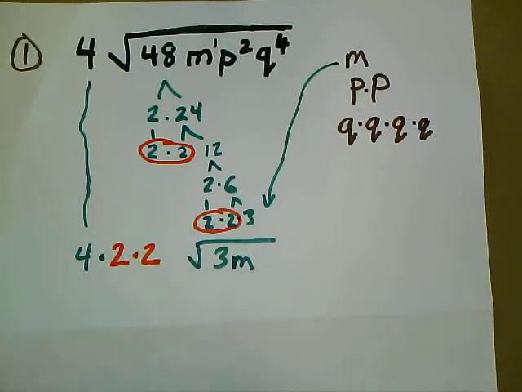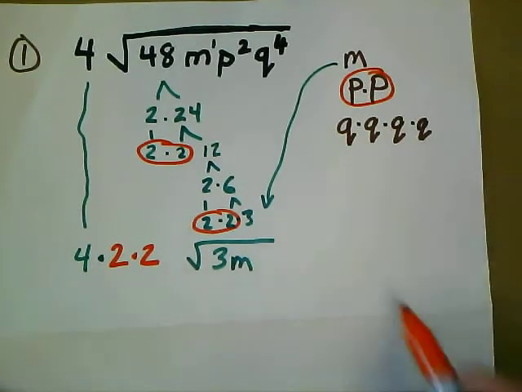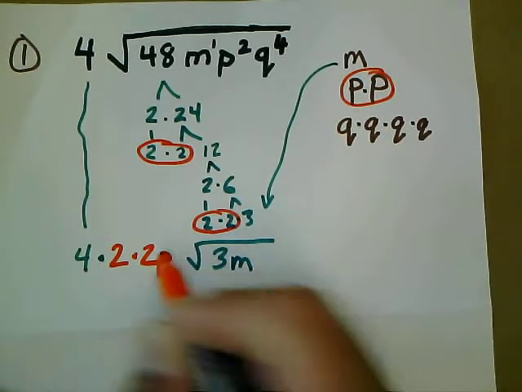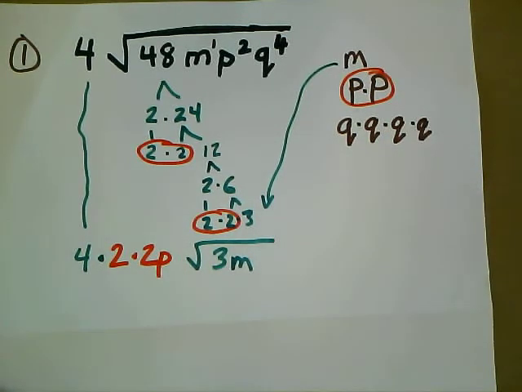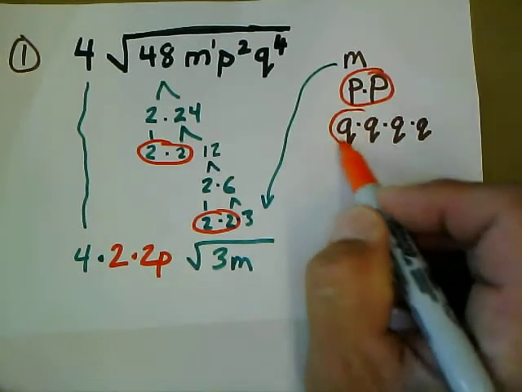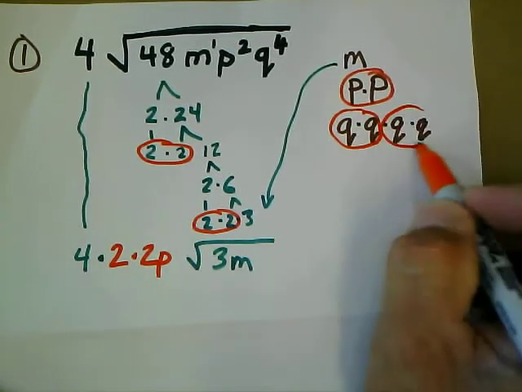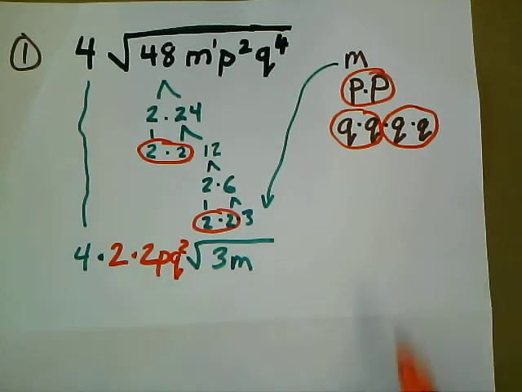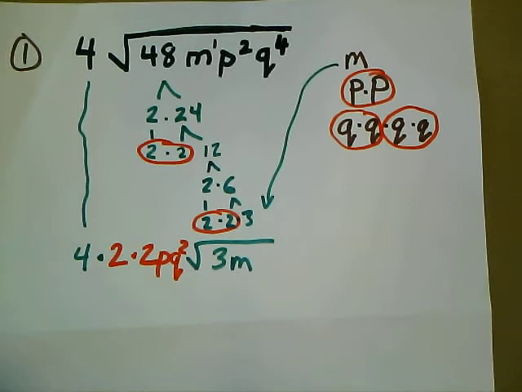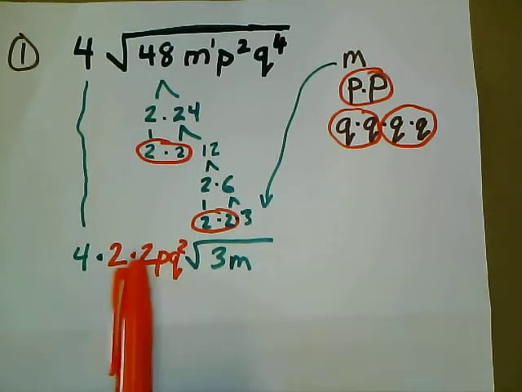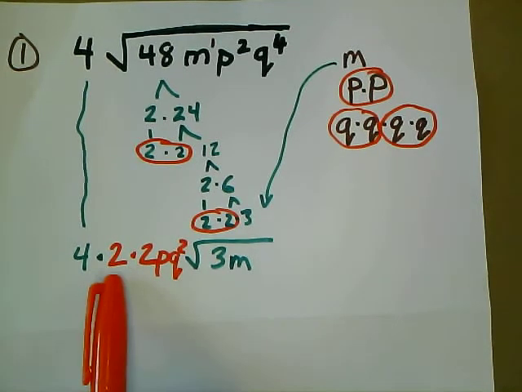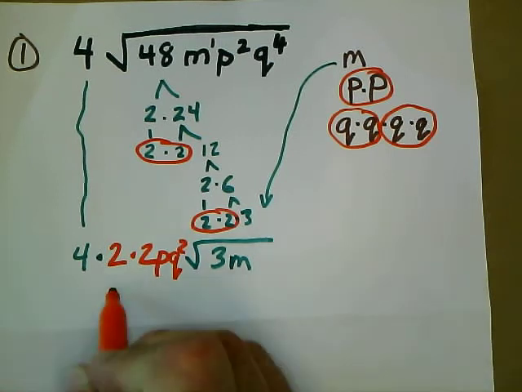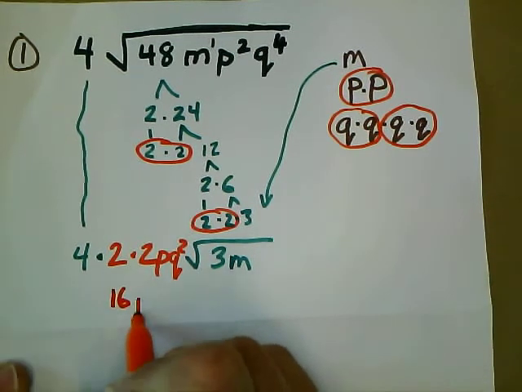All right? But the p does have a partner. There's 1 partner of a p, so that p goes here. The q's, there's 1 partner for the q. There's 2 partners for the q. So the q has 2 pairs. So I put q to the 2nd. What do I do then? Well, it's almost done, except I have this 4 times 2 times 2. So 4 times 2 is 8, times 2 is 16. So my answer is 16p.